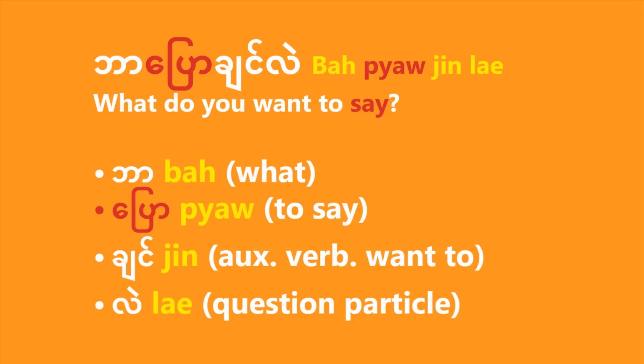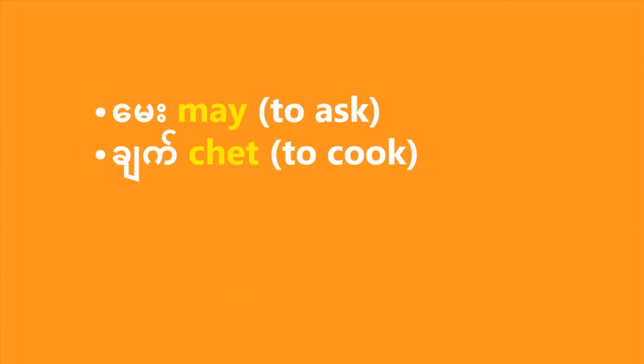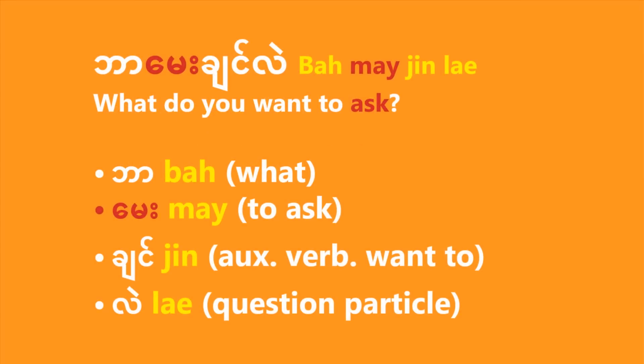Let me give you two more verbs and let you figure out how to use them in a similar what question structure. Okay? To ask a question is may. One more time. It's may. That is the Burmese verb to ask a question. And to cook something is che. One more time. Che. So how would you say, what do you want to ask? Can you figure that out?